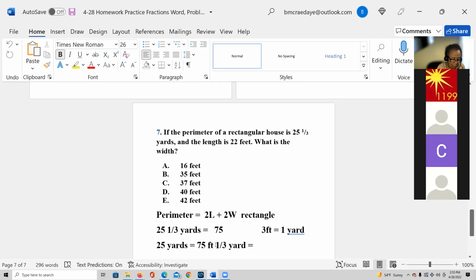Mercedes, would that be 12 feet? I don't know. That would be 0.39. No, I'm doing it wrong. 3 feet is in 1 yard. I'm doing it wrong. 1/3 of a yard would be how many feet, Maureen?